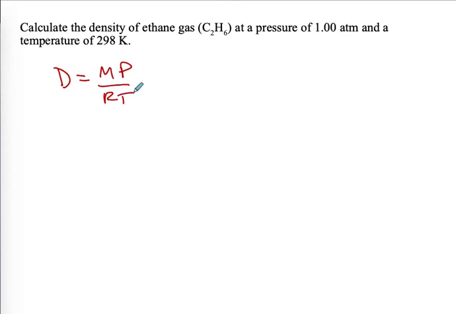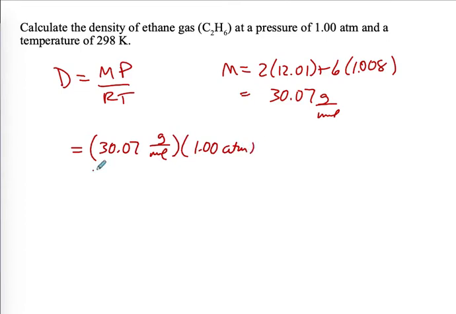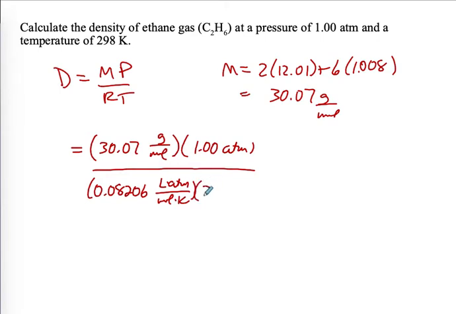We'll need the molar mass, and we'll calculate that from the formula. The molar mass is equal to 2 times the molar mass of carbon plus 6 times the molar mass of hydrogen, or 30.07 grams per mole. We can simply plug these in, 30.07 grams per mole times a pressure of 1.00 atmospheres divided by the gas constant R, 0.08206 liter atmospheres per mole Kelvin, times my temperature of 298 Kelvin.